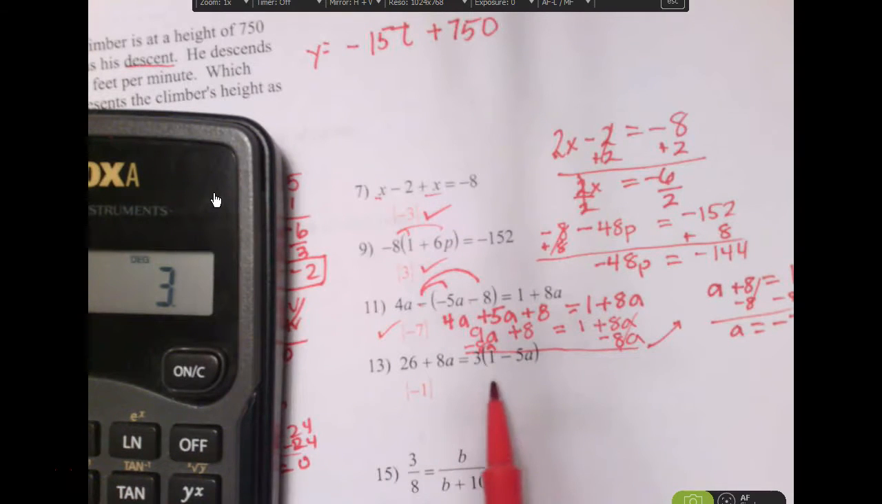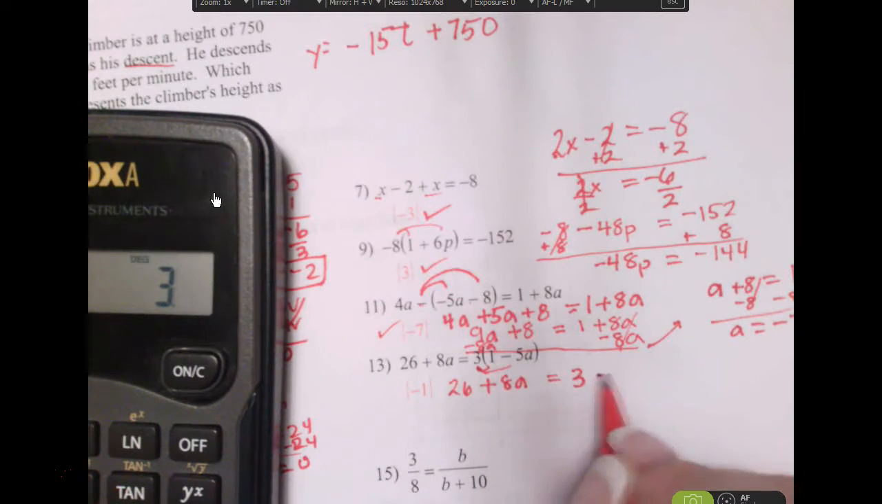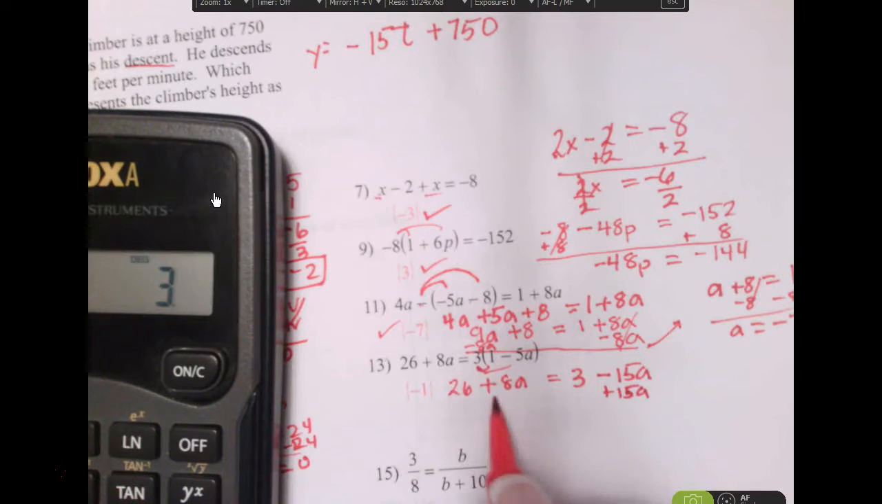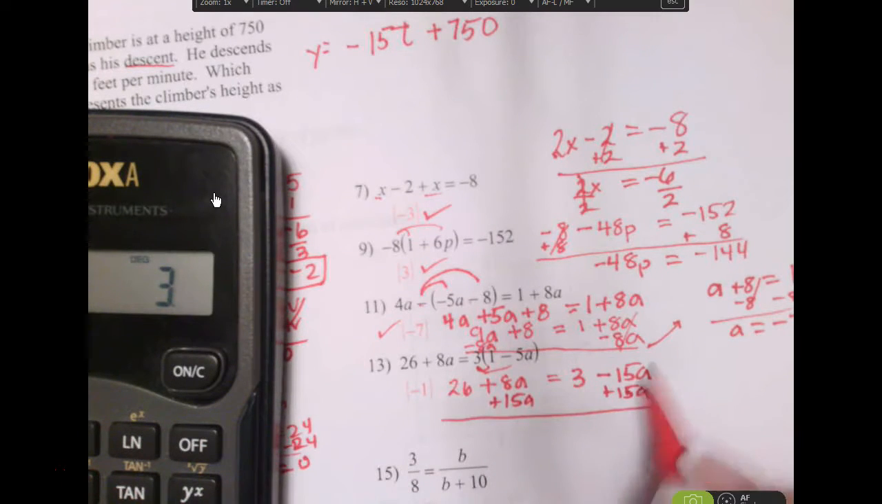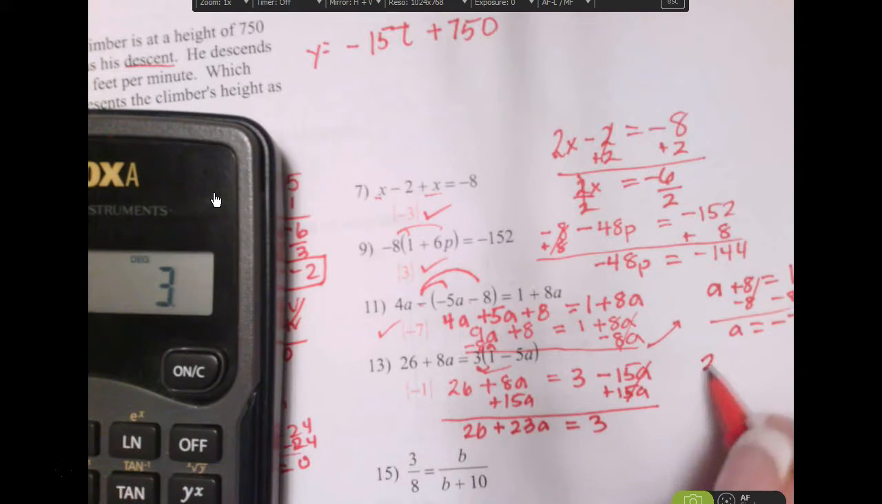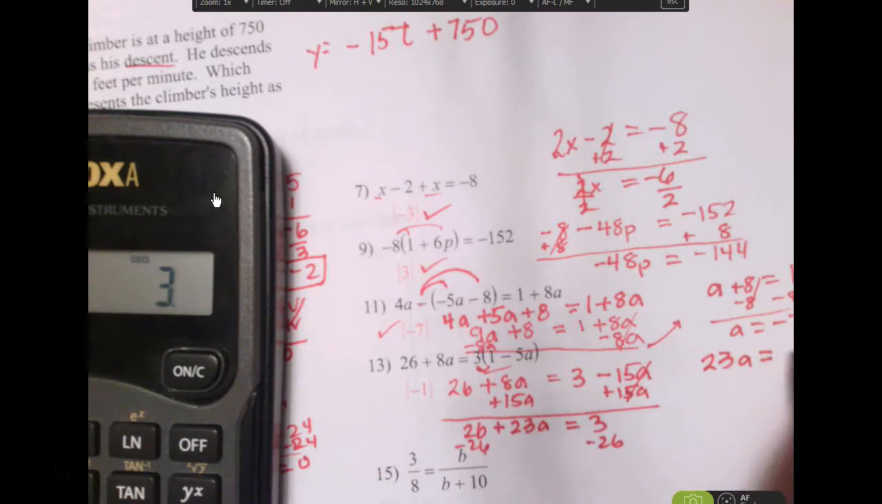In number 13, I want to distribute. I'll show that down below. So I get 26 plus 8a equals 3 minus 15a. And I'm going to add 15a to both sides. And I get 23a. And then I want to subtract 26 from both sides, so I get 23a equals negative 23, so a equals negative 1 when I divide by 23 on both sides.